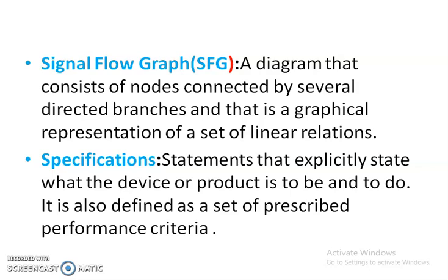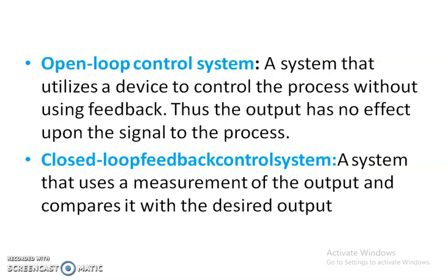These are statements that explicitly state what the device or the product is to be and to do. It is also defined as a set of prescribed performance criteria. Next, open loop control system. A system that utilizes a device to control the process without using feedback. Thus, the output has no effect upon the signal to the process.